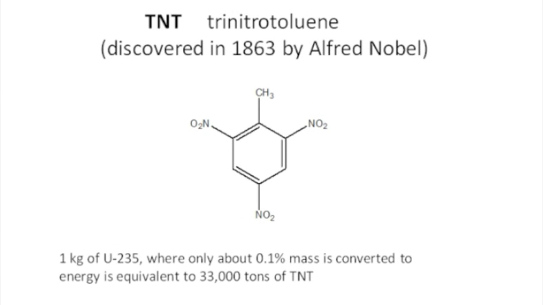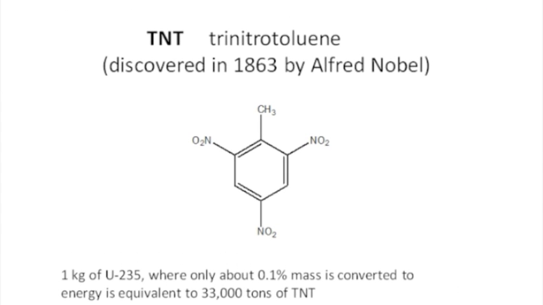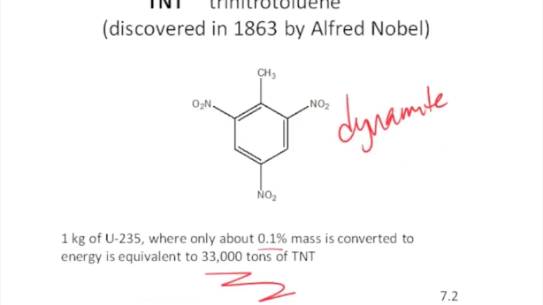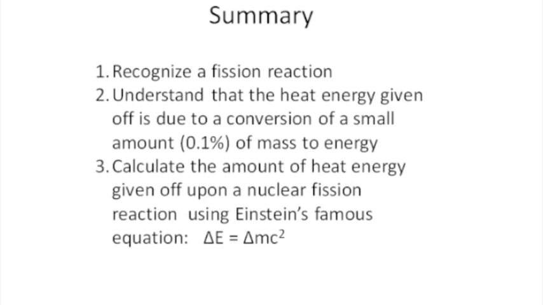Well, TNT is trinitrotoluene, discovered in 1863 by Alfred Nobel. That's dynamite. 1 kilogram of uranium-235, where only about 0.1% of the mass is converted to energy, is equivalent to 33,000 tons of TNT. That's several dump trucks full of TNT going off at the same time. So you can see just 1 kilogram of uranium-235 gives the same as 33,000 tons of dynamite. That's a lot of heat energy given off.